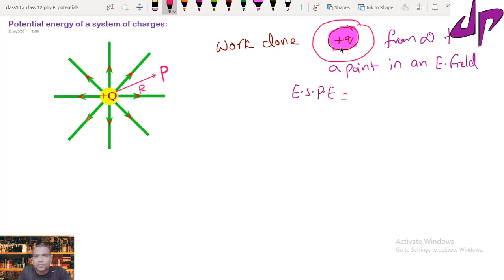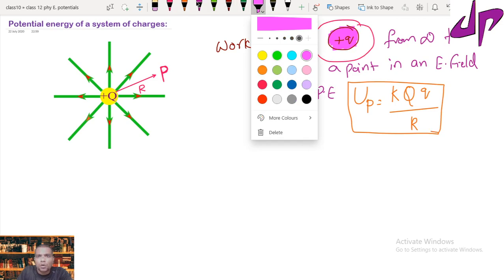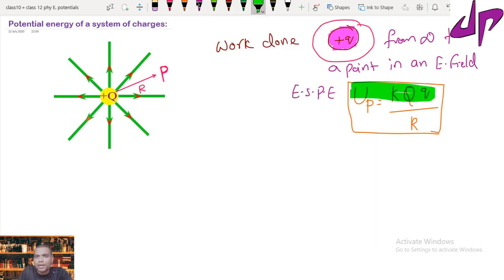So we write that as a formula for electrostatic potential energy. We represent that as U at point P equal to K, Coulomb's constant, times capital Q, the source charge, times small q, the test charge, upon capital R. Here capital R is the position or the location of point P at a distance from the origin. This is what we define as electrostatic potential energy.